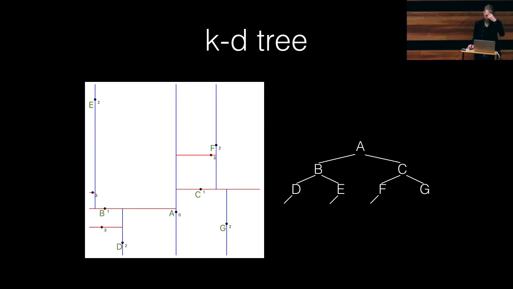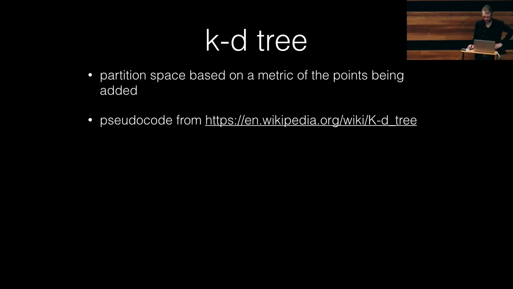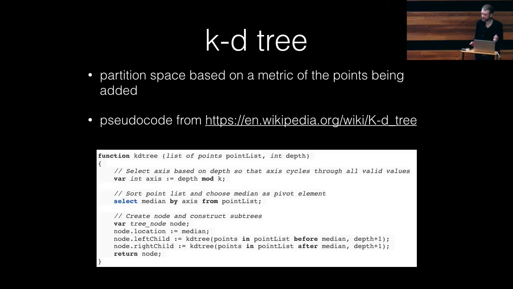Now, Wikipedia has pseudocode for how we would create a KD tree. Of course, we wouldn't create the KD tree by adding one value and then all the others, because then we'd have a random tree. We would need some code that does this properly. It looks like a bit much code on one slide, but the point is that it's very similar to what we did before.